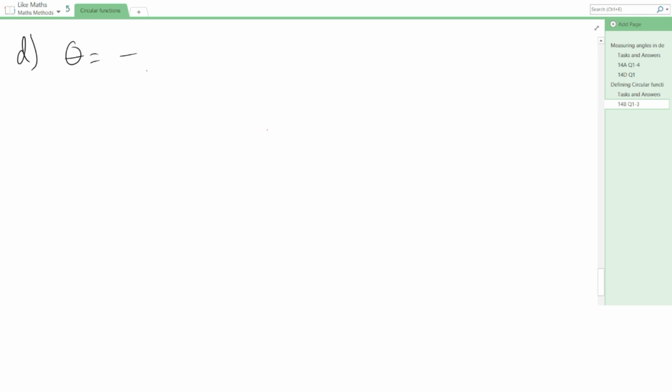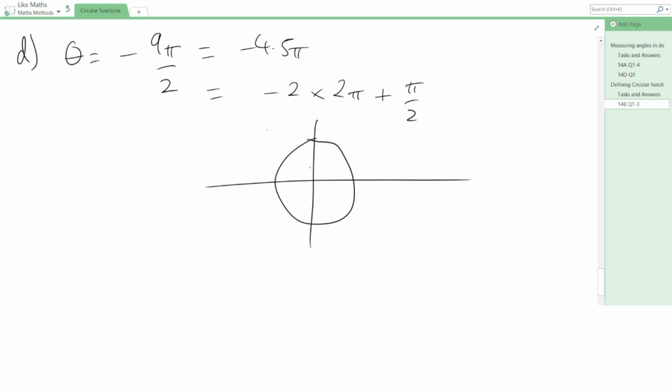So theta is minus 9 pi over 2, which is minus 4.5 pi. Make sure that's right. Yes. Which is the same thing as minus 2 times 2 pi. I see my mistake. Plus half a pi. That's what it was, because 2 times 2 pi plus half a pi is 4.5 pi.